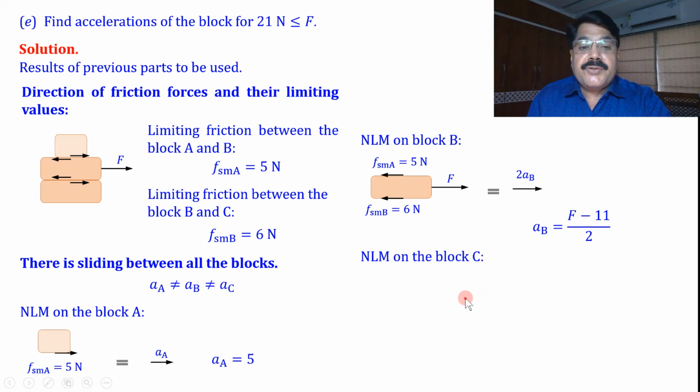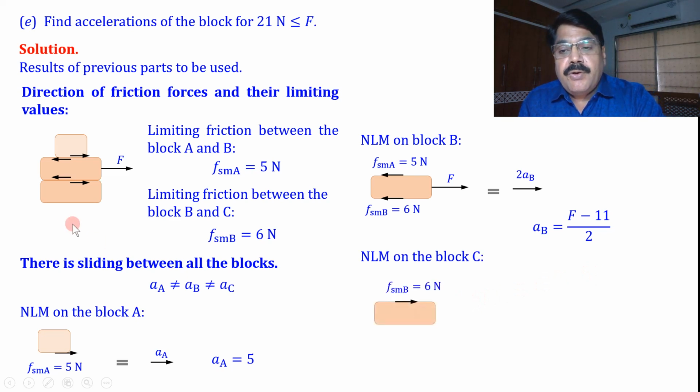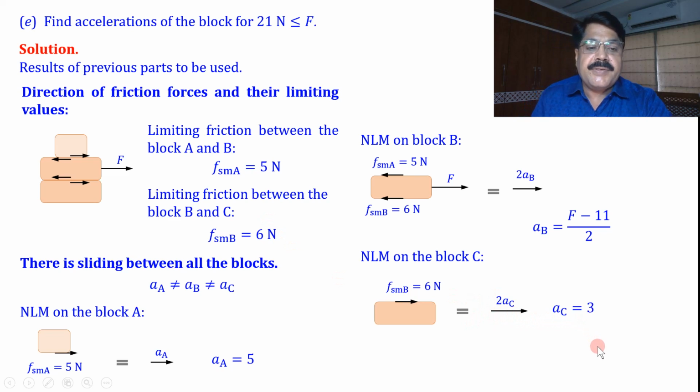Similarly, NLM on block C. On block C, only this force of 6 Newton is acting. So that will be mass 2 into a_C. So a_C is clearly 3 meter per second square. So when force is greater than 21 Newton, all the blocks have separate accelerations. Now we can summarize all the results in another part by showing them on a graph.